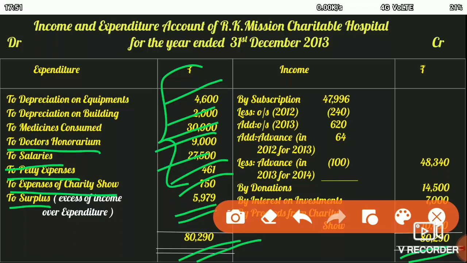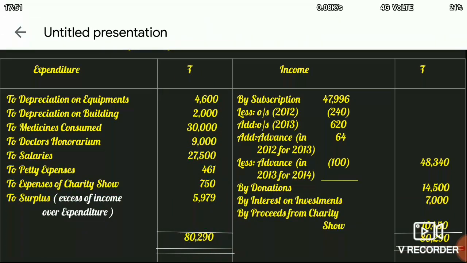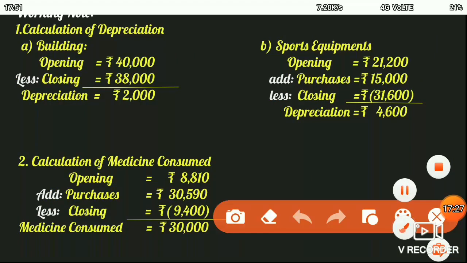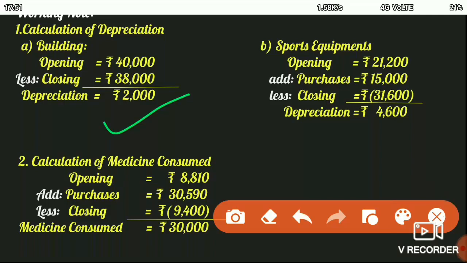I hope you have understood how we have solved this sum. So remember how to calculate materials consumed and how to calculate the depreciation part, which is important in this sum, when the opening values, the purchases, and the closing are provided to us in the additional information. So if you want to show the working note, you can show it at the end of the sum in this way. I've already done it for you in the beginning, but you can show it at the end of the sum. You can show the calculation of depreciation on building, calculation of depreciation on sports equipment, and calculation of medicines consumed during the year.